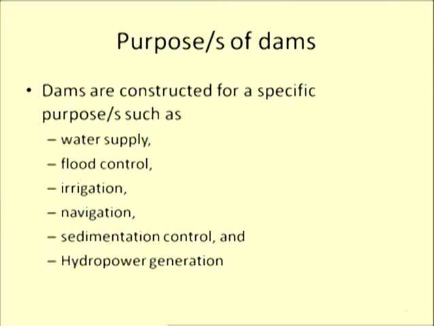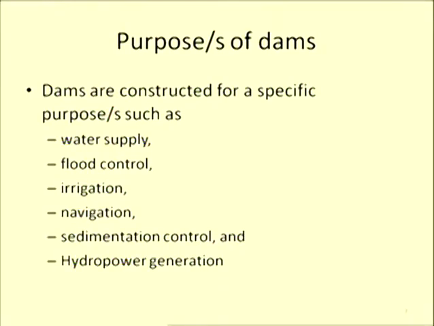The second purpose may be to control floods. Many rivers in India, in Gujarat, like the Tapi, are subjected to frequent floods. Every 5 years, 10 years, we see that Surat city is getting flooded. So what to do? How to protect the Tapi river from flooding? Flood control is a major reason to construct dams.